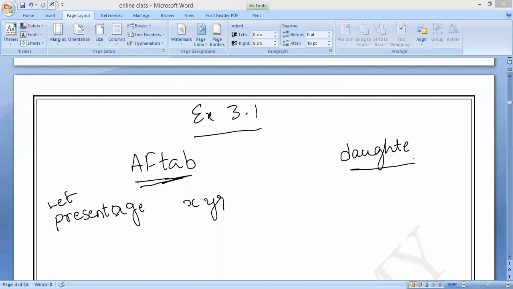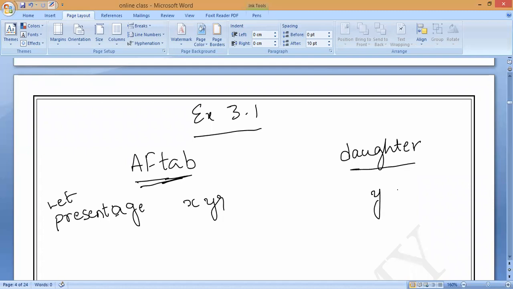And daughter's present age is Y years. Here we want how many variables? Two variables. The first variable is X, the second variable is Y. You understand? Father's age is X years and daughter's age is Y years. These are the present ages of father and daughter.